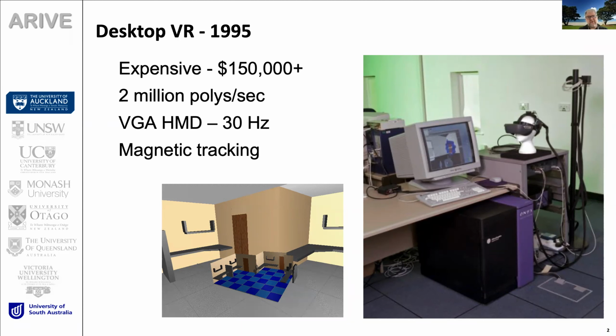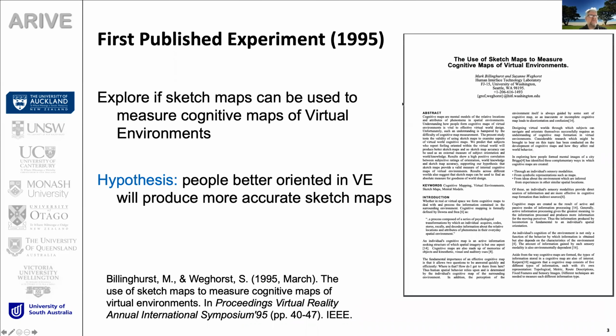But around this time, I conducted my first published user study. And so I want to talk about that and some lessons that I learned from that. So my first published experiment was in 1995. And this experiment was to explore if people can draw sketch maps to measure the cognitive map of virtual environments. So in geography, people have been doing sketching of maps for a long time, but nobody before had applied that to virtual reality.